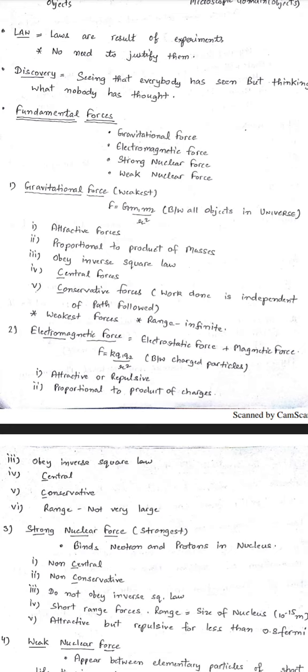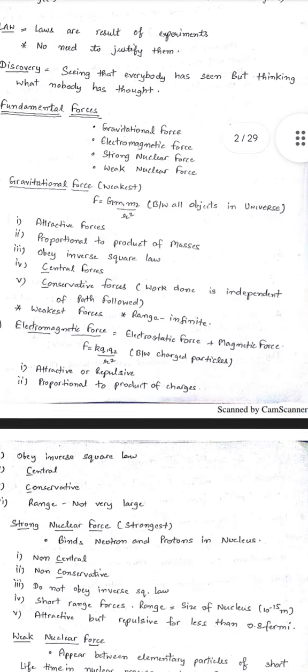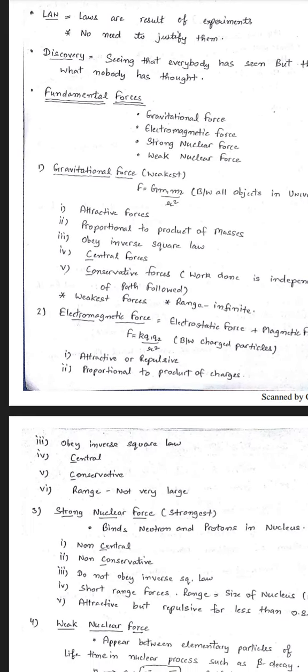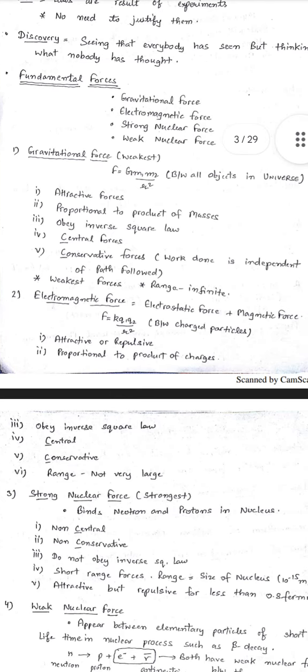First is that it is an attractive force. There are some properties which I am going to talk about. Second, it is proportional to the product of masses. Third, it obeys the inverse square law. Fourth, it is a central force, and fifth, it is a conservative force, meaning work done is independent of the path followed. It is the weakest force and its range is infinite.